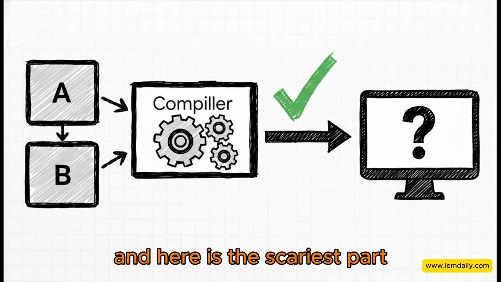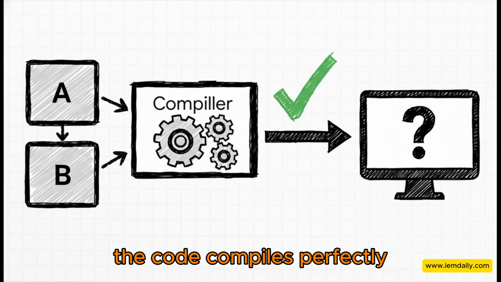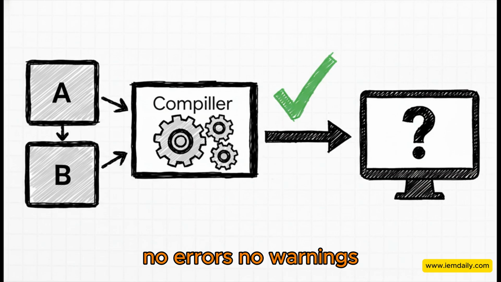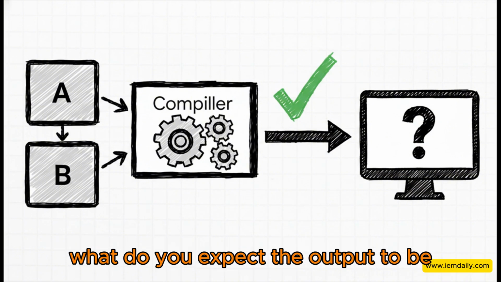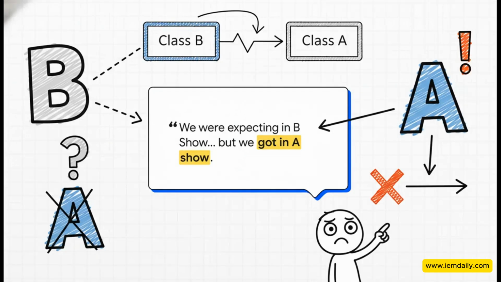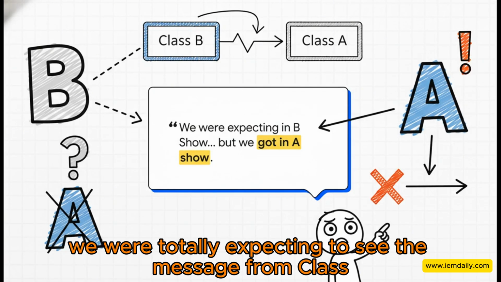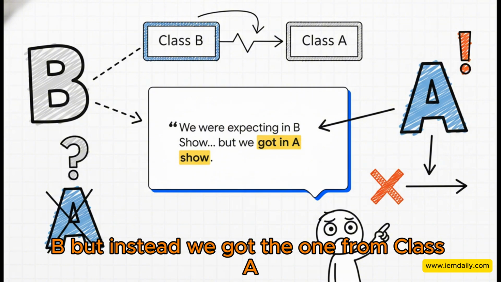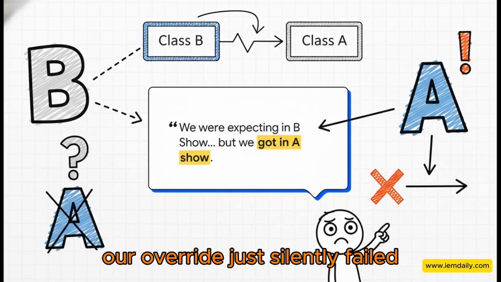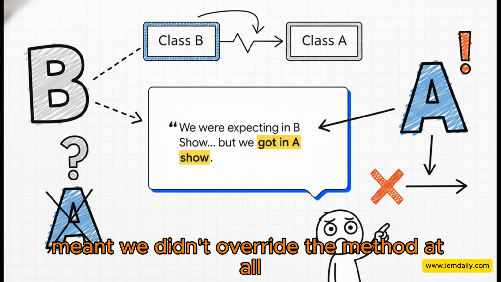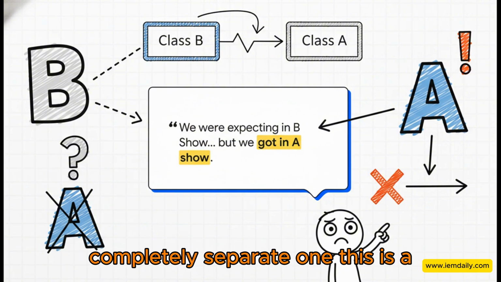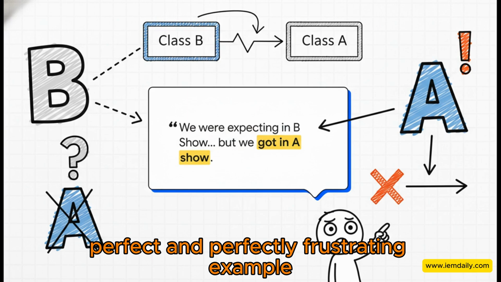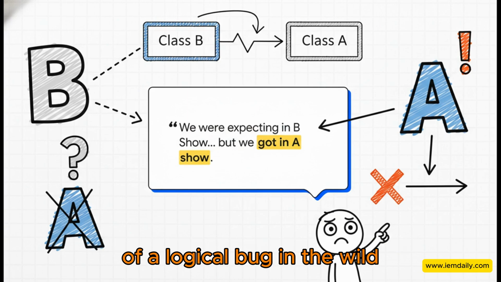And here is the scariest part. The code compiles perfectly. No errors, no warnings, nothing. So, let's run it. Thinking about our goal to override the method, what do you expect the output to be? And there it is. We were totally expecting to see the message from class B, but instead, we got the one from class A. Our override just silently failed. That little typo meant we didn't override the method at all. We accidentally created a brand new, completely separate one. This is a perfect and perfectly frustrating example of a logical bug in the wild.